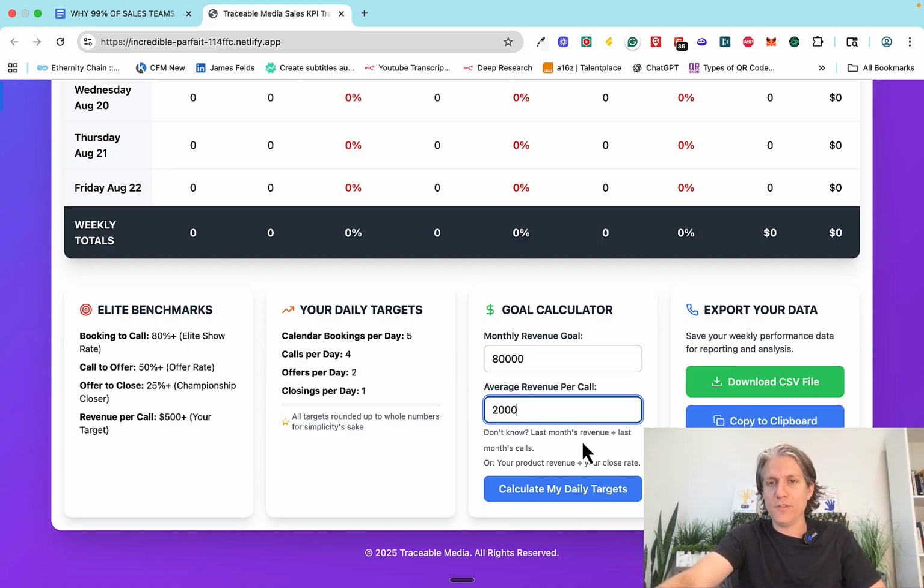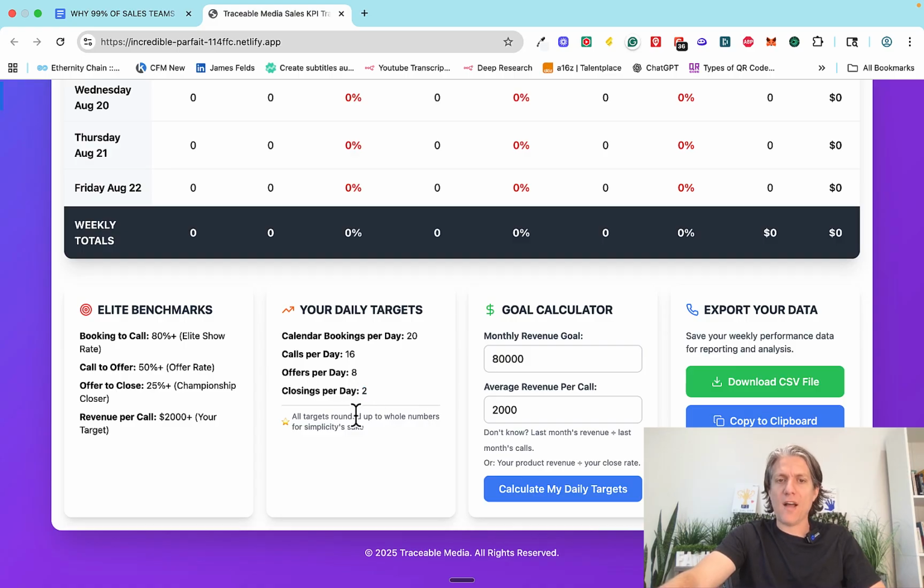And so we did last month's revenue divided by that month's calls, or your product revenue divided by your close rate. So we're gonna hit calculate, and look at this, see all these numbers change. So our daily targets, our calendar bookings per day go to 20, calls per day 16, offers per day 8, closes per day we're gonna need to reach 80,000 at that $2,000 revenue per call is 2.